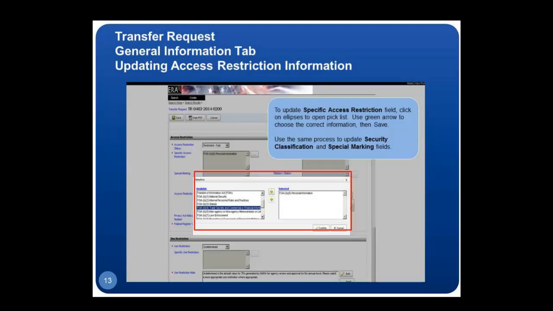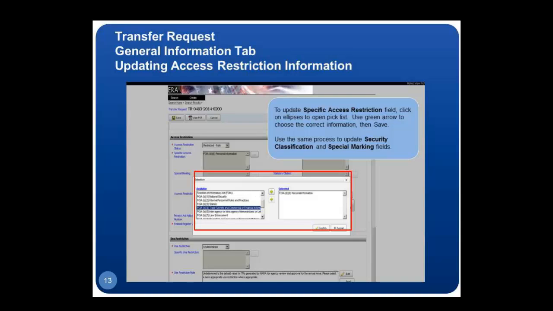This is a blow-up of the specific access restriction field. Again, you can see that. The specific access restriction you can see better now, and the specific access restriction information. Paulette, if you can make this a little smaller, then people can see the other red box, which is around the pick list. Right. I don't know if you can make that bigger or not.